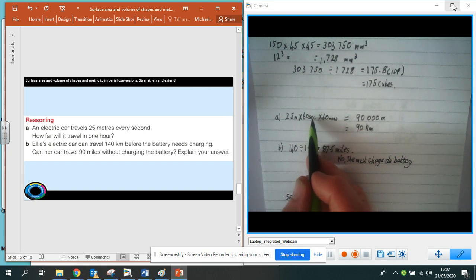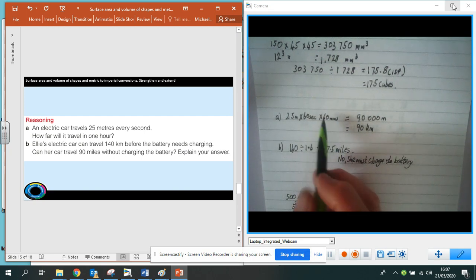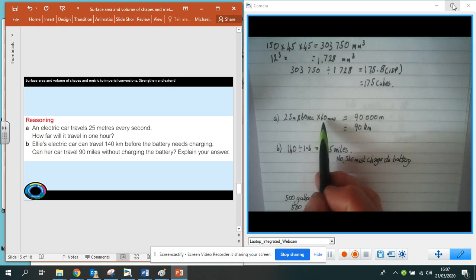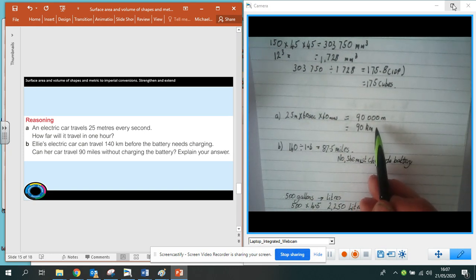So we have to multiply this by 60 again to turn the seconds into minutes into hours. So 25 times 60 times 60 gives us 90,000. So the car travels 90,000 meters in an hour. Now, we tend not to talk about 90,000 meters very often. We try to use a different measurement. The measurement we would use is a kilometer. 1 kilometer is 1,000 meters, so I divide 90,000 by 1,000 to give me 90 kilometers. So the answer to part A, 90 kilometers.